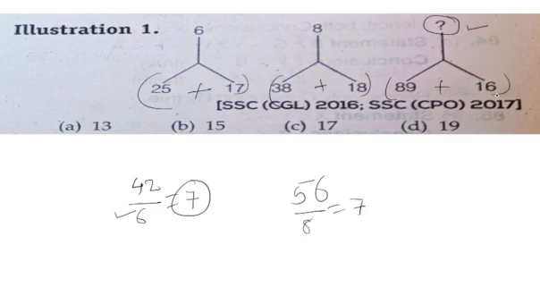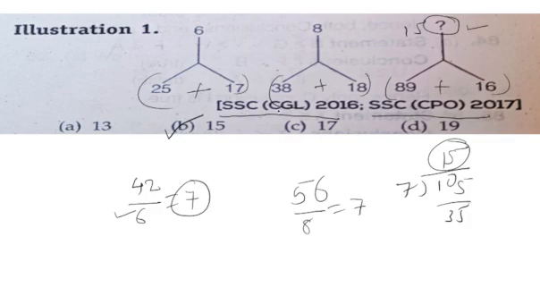So 89 plus 16 is 105, divided by 7. 7 ones are 7, 7 fives are 35. It means that in the place of the question mark, 15 is required. So we go with option B, 15.